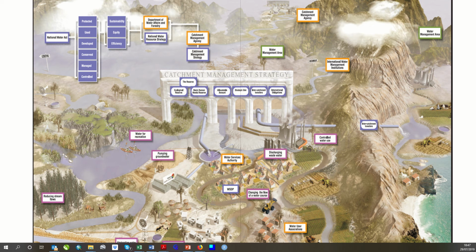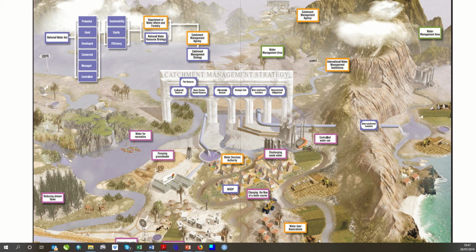Okay. Now we're talking about managing resources. So all that we do in terms of managing resources fits within the auspices, under the umbrella, of the National Water Act. Good. I'm seeing a few nodding heads.